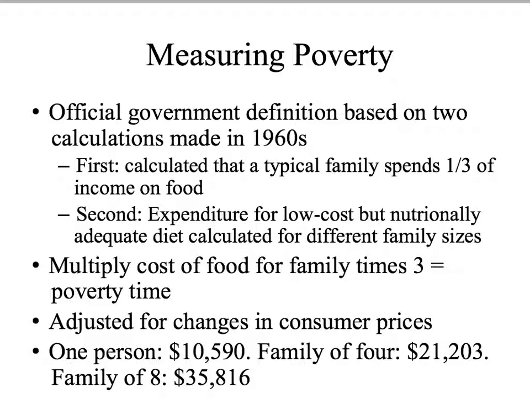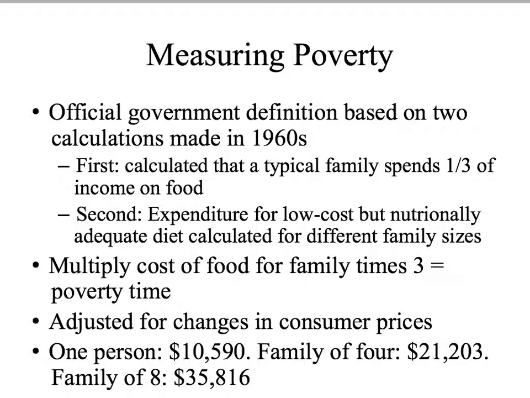And so basically it's saying, trying to adjust for how much it costs to feed your family, and then making that 1/3 of your total income. So we adjust this for changes in consumer prices over time. Clearly it's going to be increasing over time.